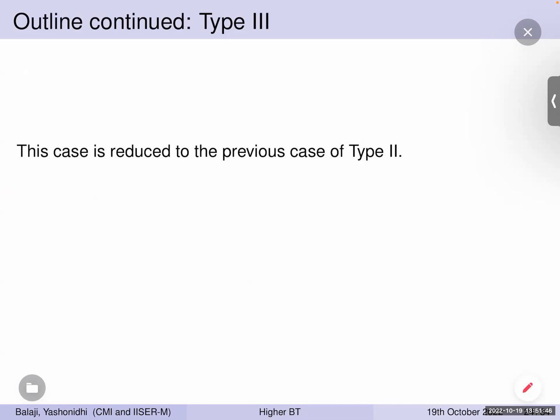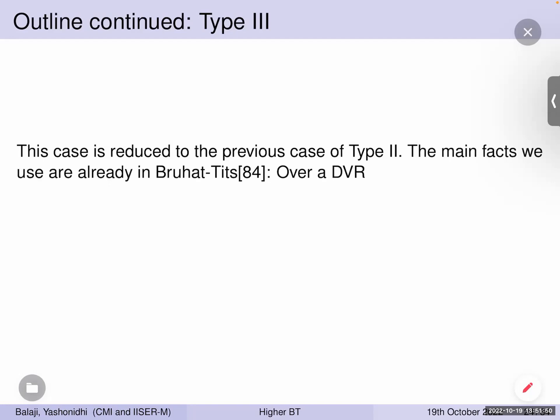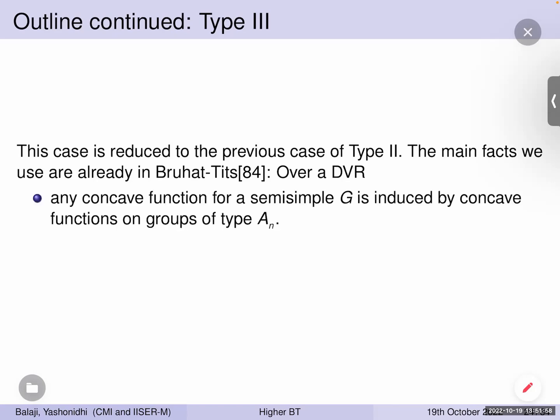Now type 3, this case is reduced to the previous case of type 2. The main facts we use are already in Bruhat-Tits. They are, over a DVR, any concave function for a semisimple G is induced by concave functions on groups of type A_n. And for A_n, all concave functions are of type 2.